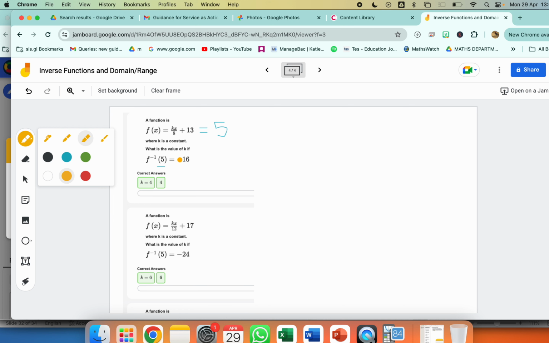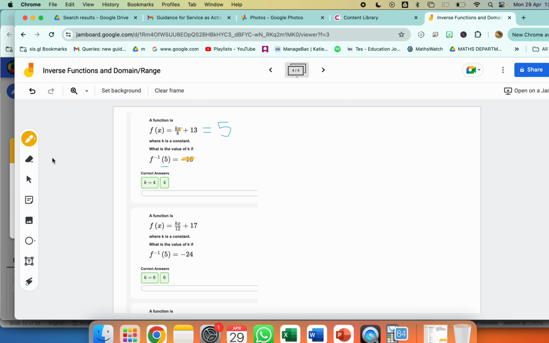and then we know that the minus 16, if I use a highlighter pen this time, is going to be the same as the x in the original function, the non-inverse. So we're just going to rewrite this equation, but this time we're going to substitute the relevant value. So we're going to have minus 16k, because we don't know what k is, over 8 plus 13 equals 5.